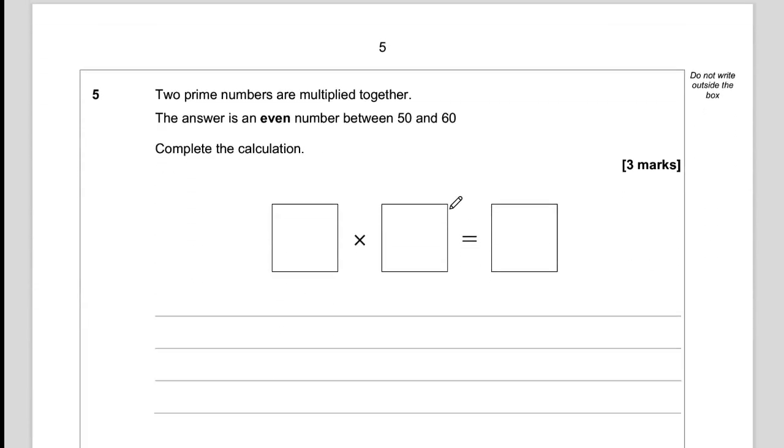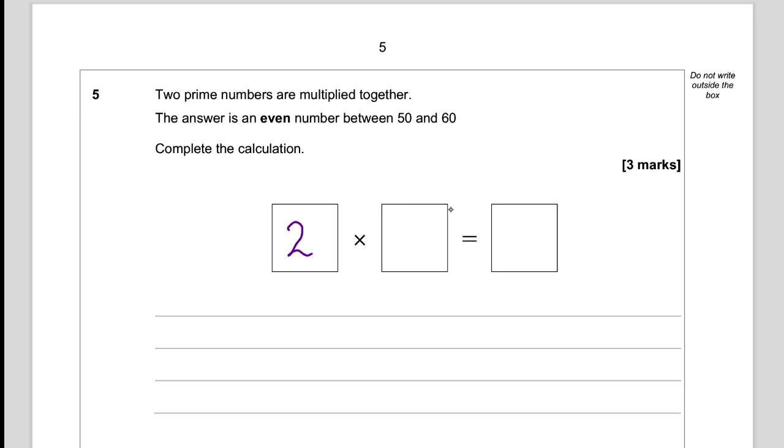Question 5. 2 prime numbers are multiplied together. The answer is an even number between 50 and 60. Complete the calculation. Well, for 2 things to multiply together to make an even number, either both of them are even, which we can't have because we've only got one even prime number, or one is even and one is odd. So we've got to have an even prime number. There's only one even prime number, so 2.